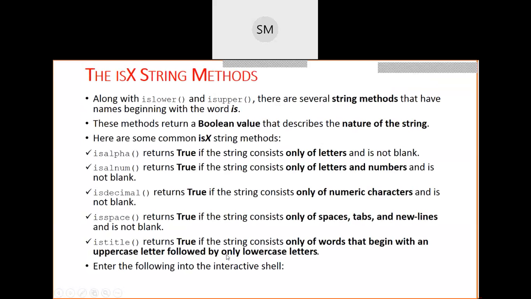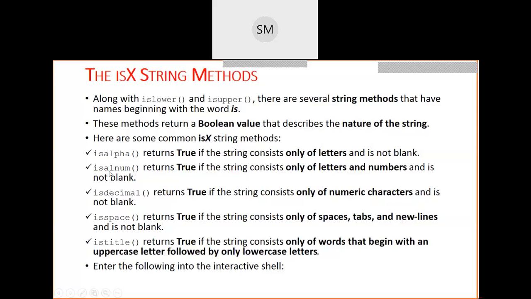These are isX string methods. Try to remember these seven isX string methods. The first ones were is lower and is upper, which you have already studied. Now I would like to give a brief idea about these very interesting string methods. Is alpha: what does it do? It gives us true if all characters in that string are only alphabets, otherwise it gives us false.